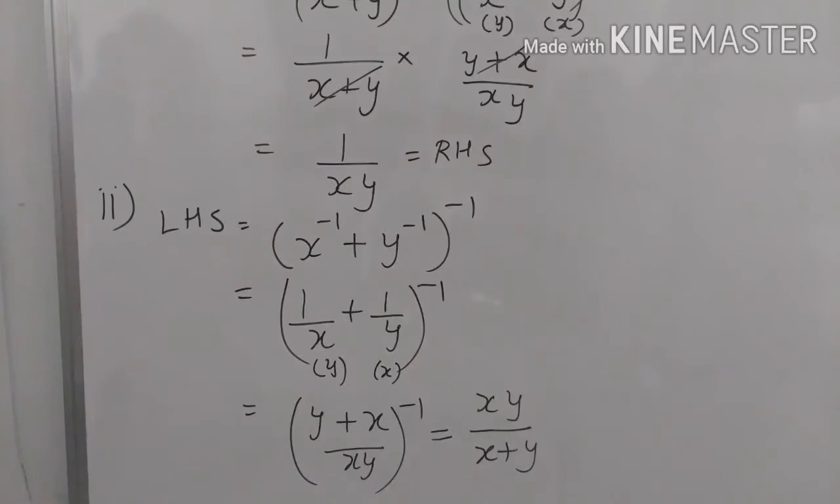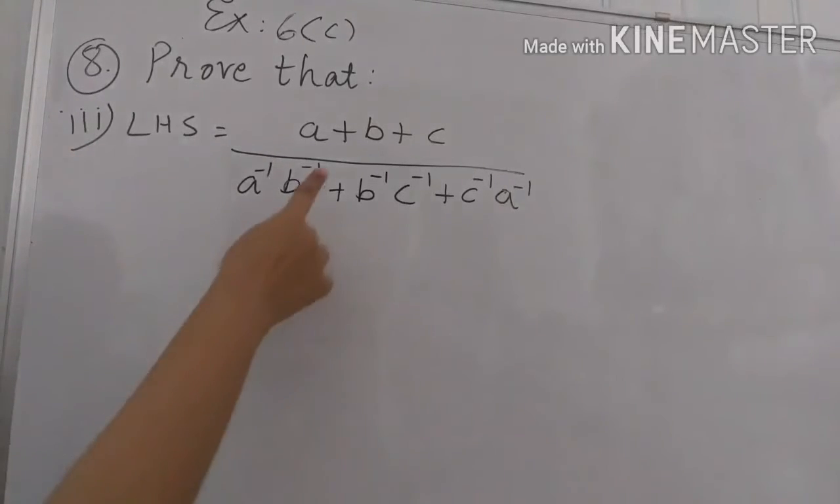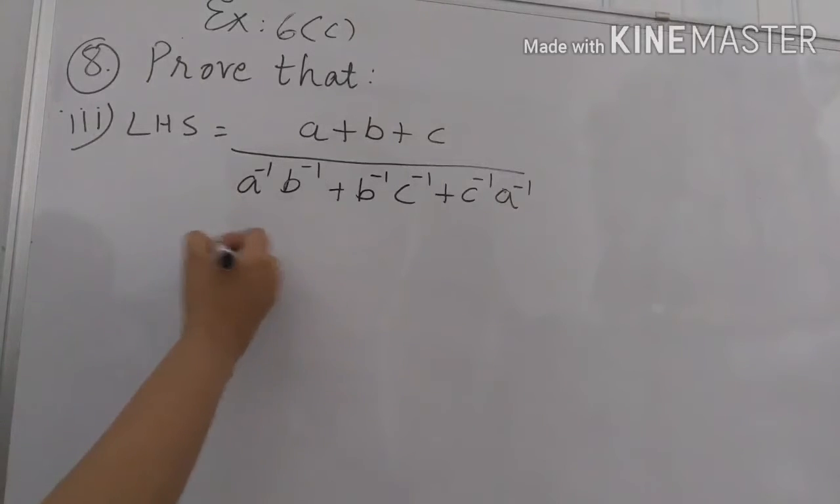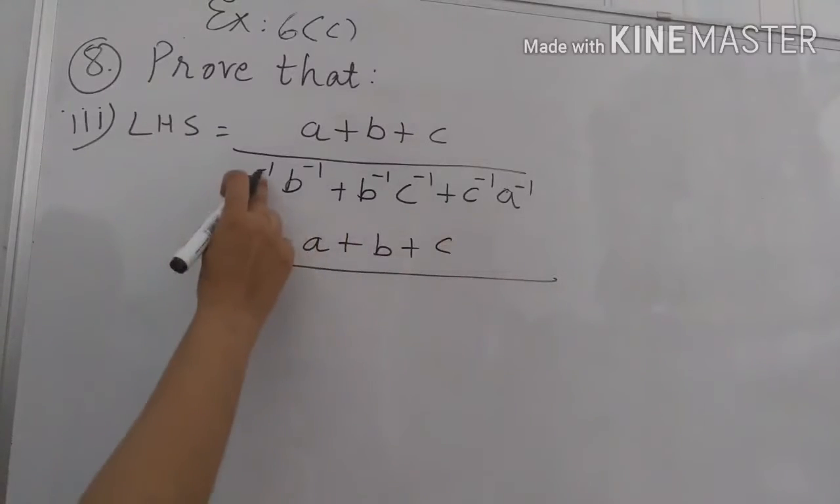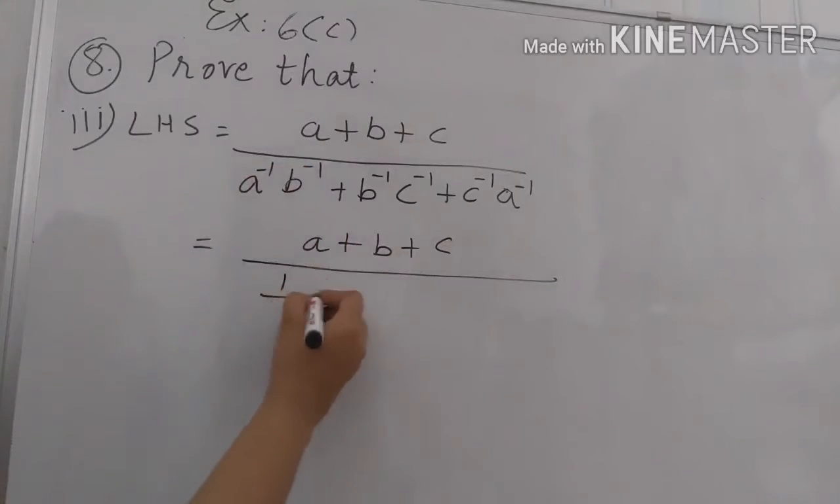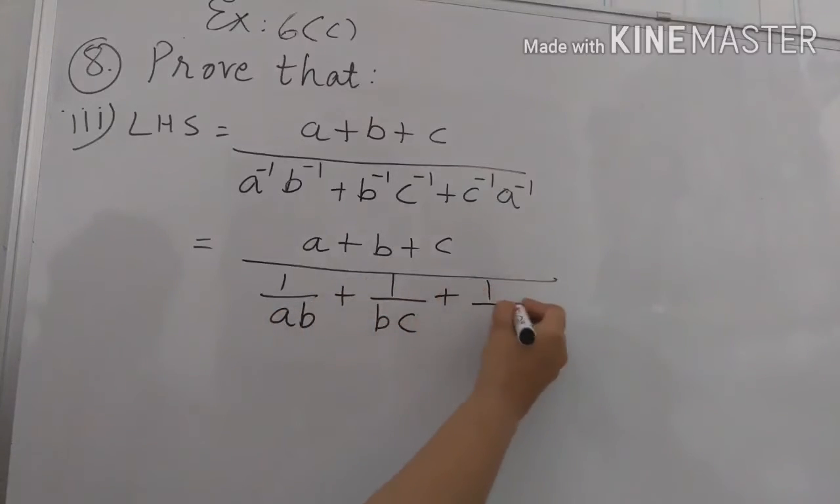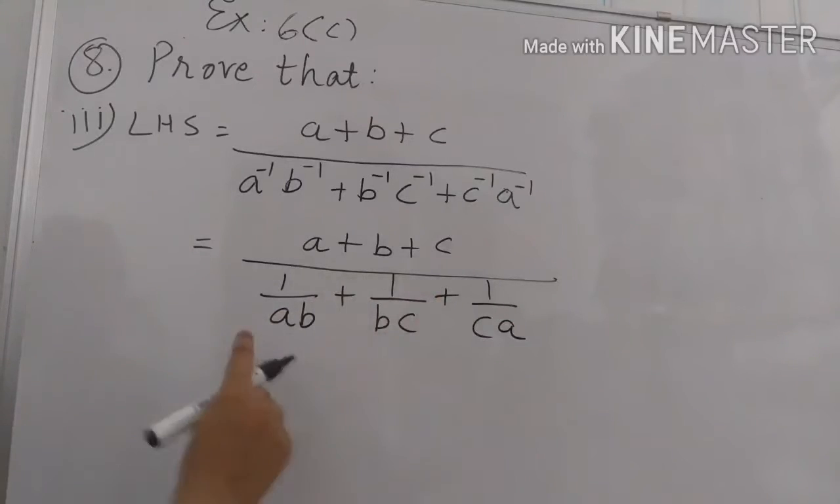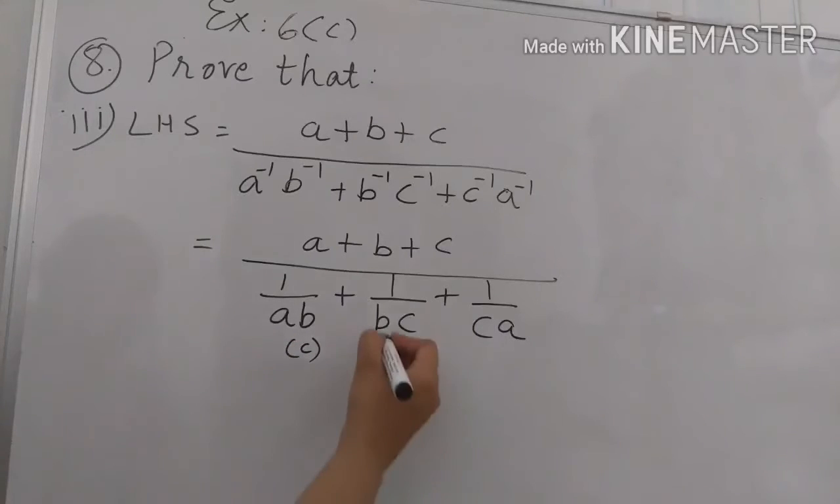Prove that, second sum. Question number 6, see question 8 third part. Prove that, again, already written question. We are solving the left hand side first. A plus b plus c in the numerator as it is. In the denominator we will convert this negative power to positive by taking its reciprocal. So 1 upon ab plus 1 upon bc plus 1 upon ca. Now in this denominator only we will take the LCM. As you see, a, b, c, 3 terms are there, or you can say 3 variables. So here I want multiplication with c, here with a, and here with b.